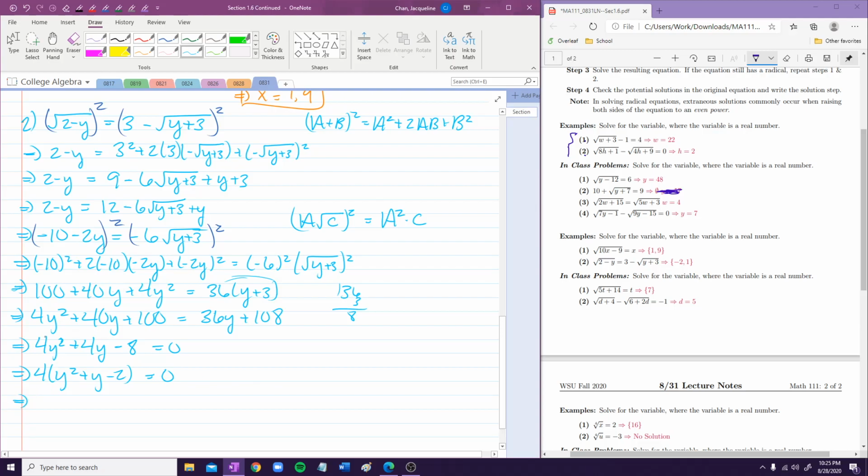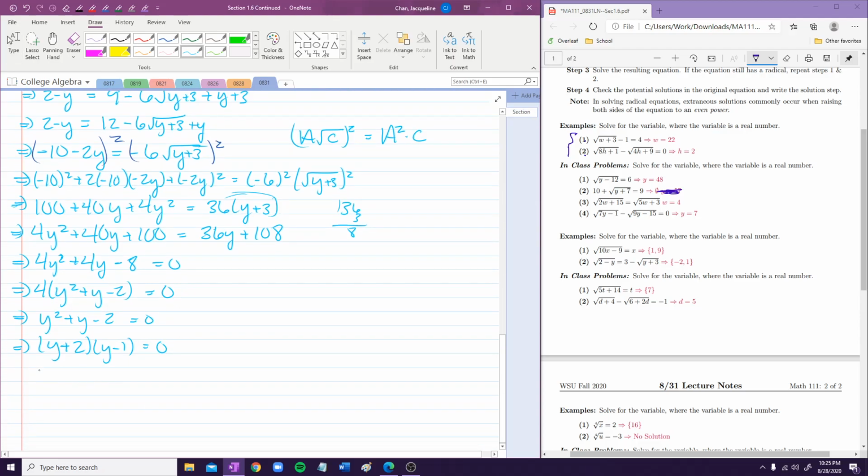If I divide both sides by 4, we're left with y squared plus y minus 2 is equal to 0. Okay, when I factor, we want to find two numbers that multiply to be negative 2 and add to be positive 1. That's going to be y plus 2, y minus 1. Right, applying the zero product property, we have y plus 2 is equal to 0, or y minus 1 is equal to 0. So then we have y is equal to negative 2, or y is equal to 1.